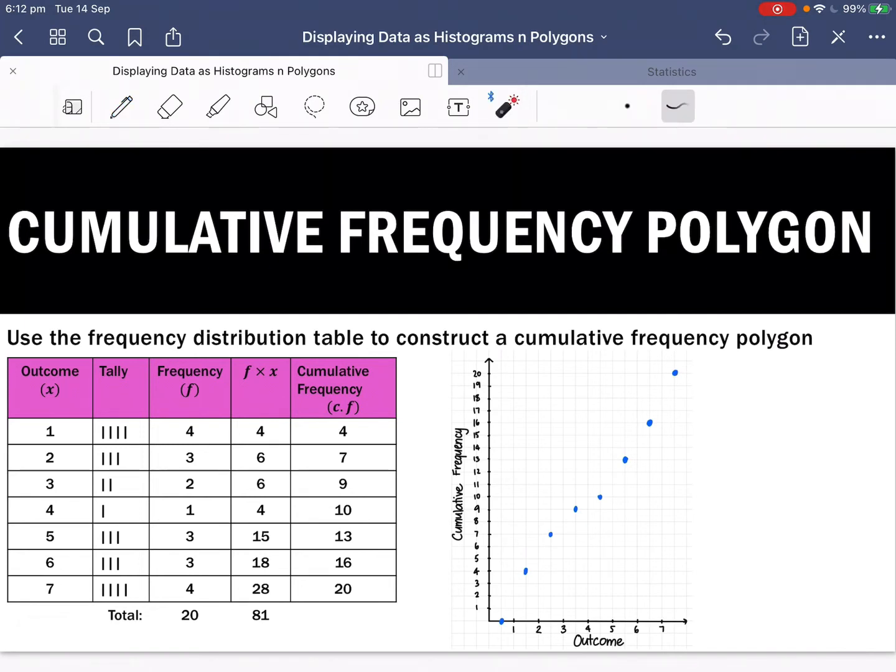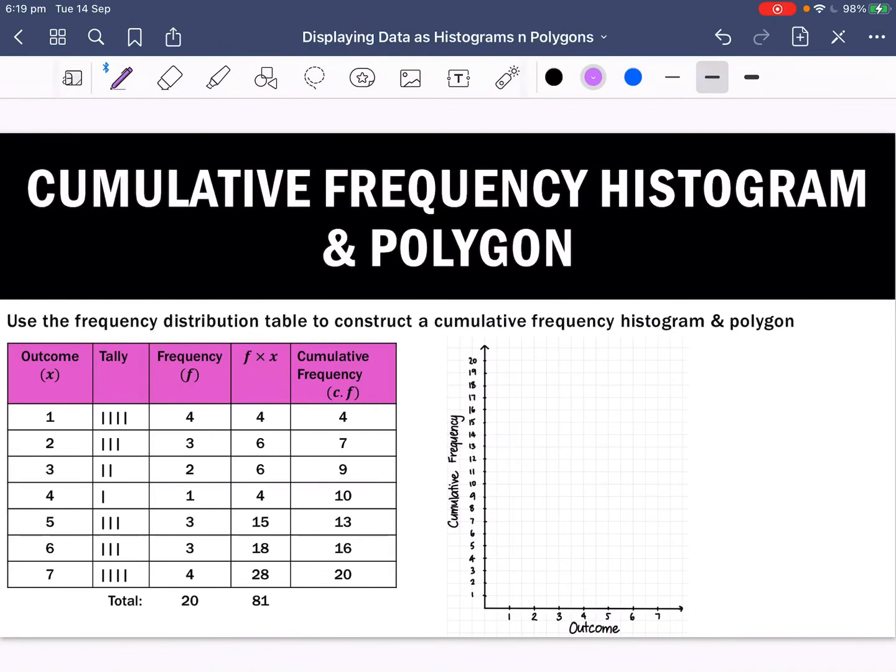Now what we want to do is connect these dots using a ruler to make straight lines, like so. Alrighty, and then we don't come back down.